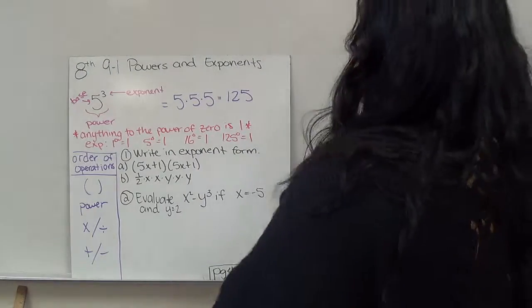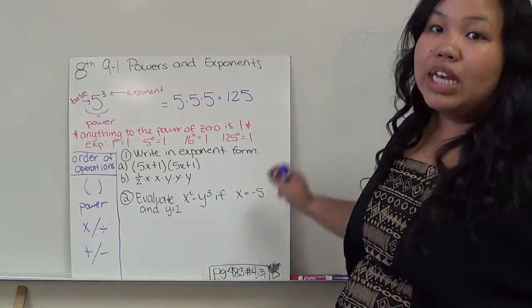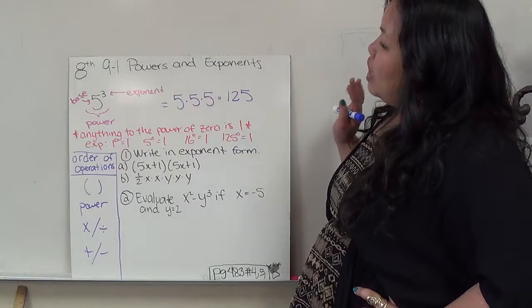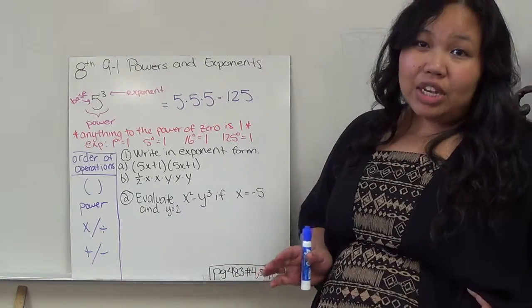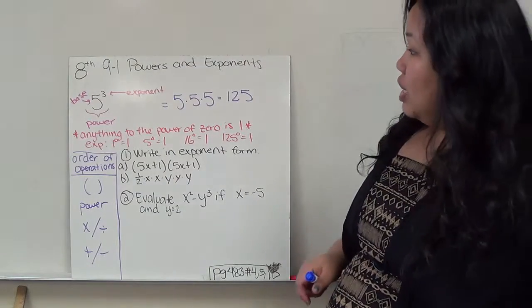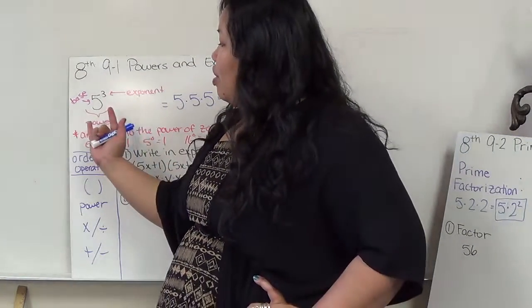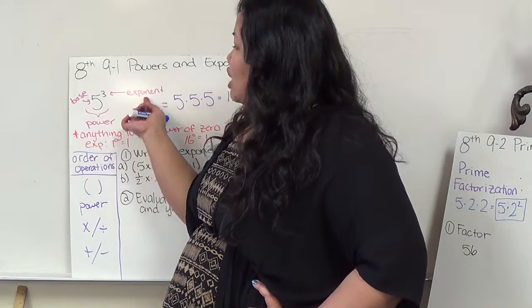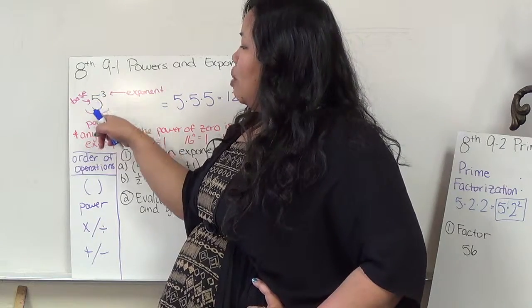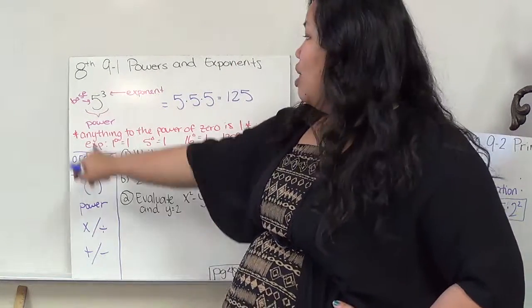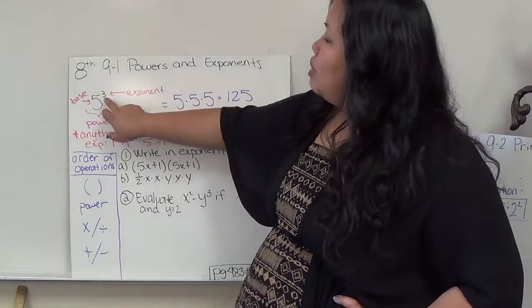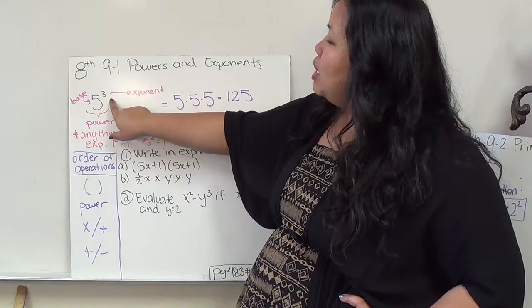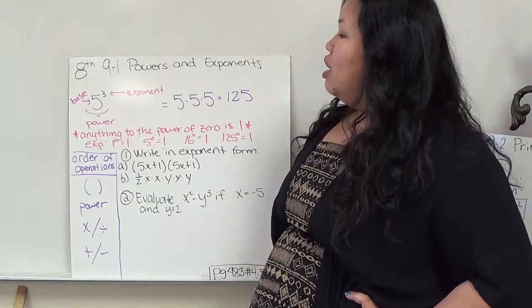In 8th grade, section 9.1, we're dealing with powers and exponents. A lot of people think they're the same, but they're actually labeled as different things. The power is the entire thing, okay? The exponent is the specific number that the base is raised to. The number on the bottom is called the base. The exponent tells me how many times to multiply the base.